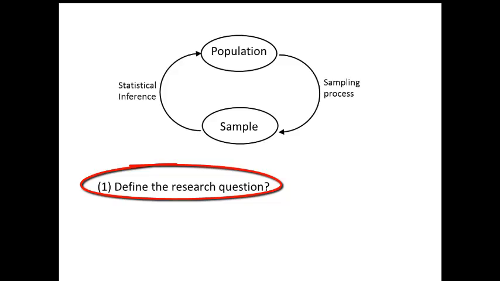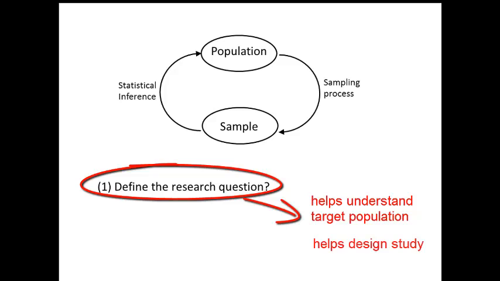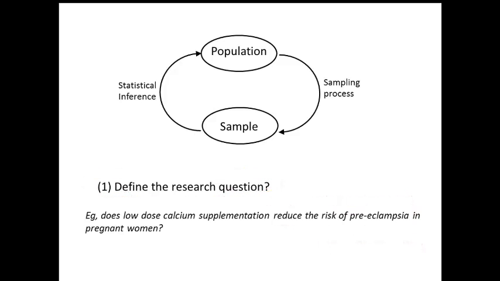If this is done appropriately, then not only will the target population be fairly apparent, but also the design of the study and analysis plan will fall out much more easily. So for example, if our research question is, does low-dose calcium supplementation lower the risk of preeclampsia in pregnant women, then the target population would be all pregnant women.